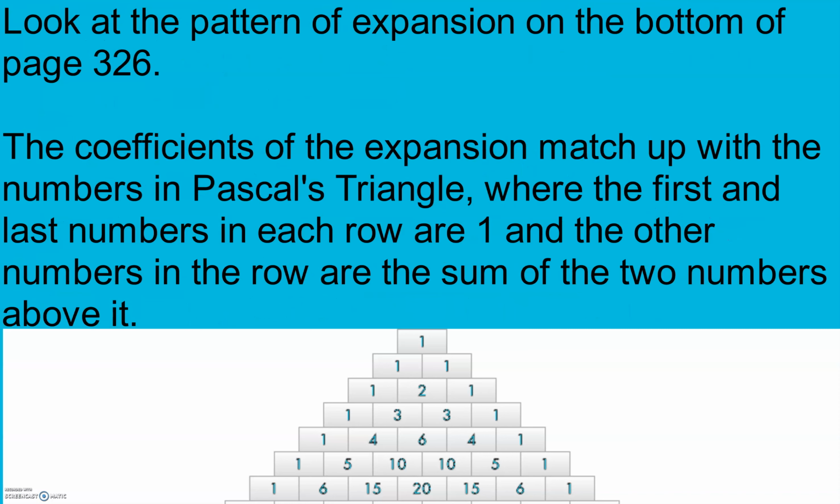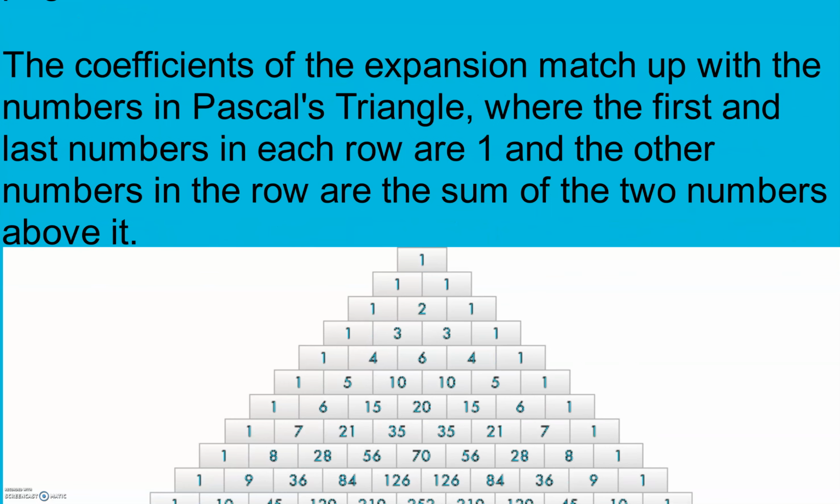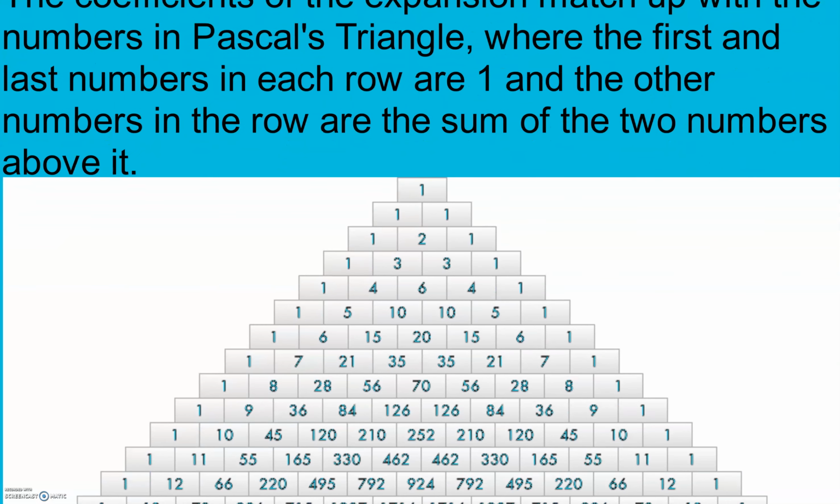On the bottom of page 326, they took a plus b and expanded it. They took a plus b and then a plus b squared and then a plus b cubed, a plus b to the 4th. And what you can see there is that the coefficients of the expansion match up with the numbers of Pascal's triangle, which I have here. The first and last numbers in each row are 1, and the other numbers in the row are the sum of the 2 numbers above it.